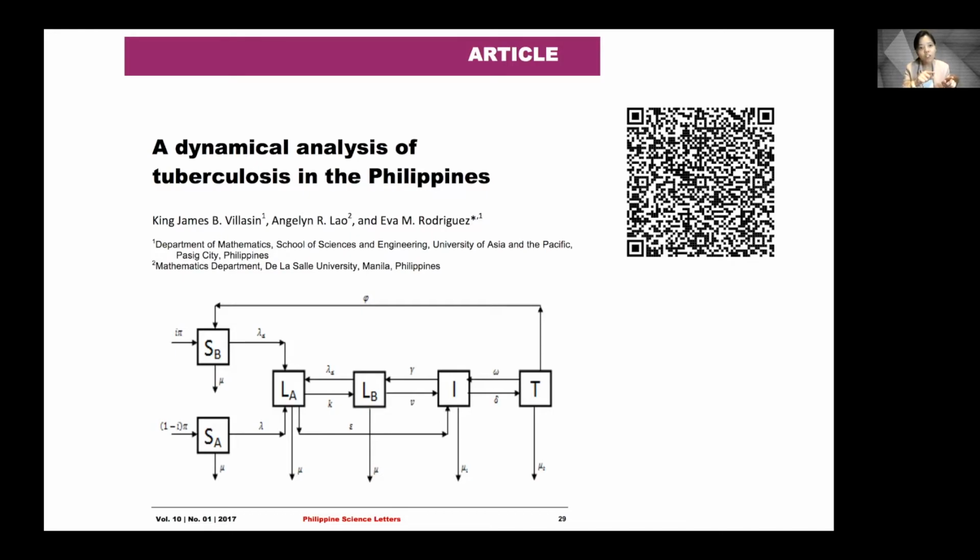So the individuals can transfer from one compartment to the other through the flow of the arrow, and the corresponding rates of transfer are represented by the parameters stated beside these arrows.